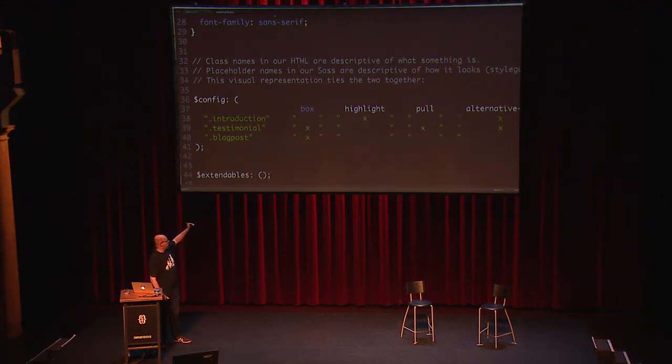So horizontally, we have those CSS selectors we want to have placeholders extended on. And then vertically, we have all the things you can actually extend, like box or highlight or pool, which are the placeholders. And then by putting a little X in the column for each placeholder you want to extend for each selector, this just generates your CSS.